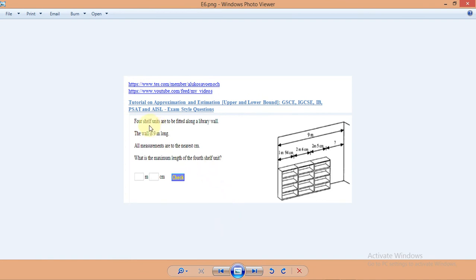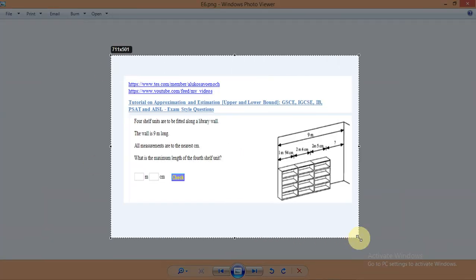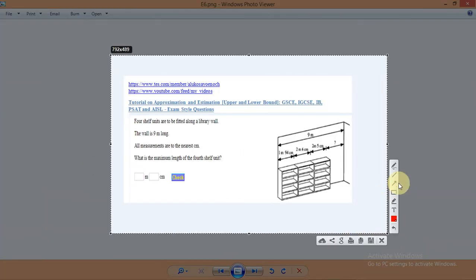This last question says that 4 shelf units are to be fitted along a library wall that is 9 meters, with measurements to the nearest centimeter. Based on my explanation before, this information here is in meters, but they want us to work to the nearest centimeter. So you ask yourself, how many centimeters make a meter? That is 100. Since we are working in meters, it means that you are dividing. So that is 1 over 100.